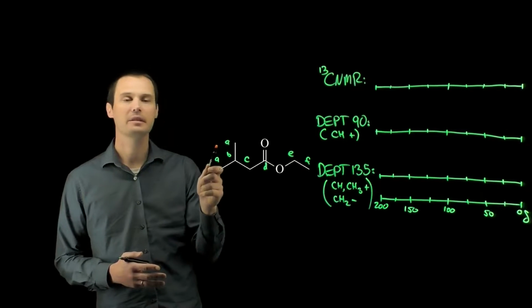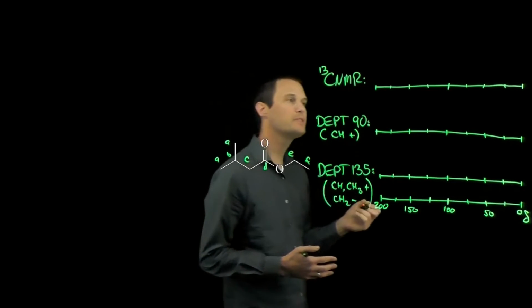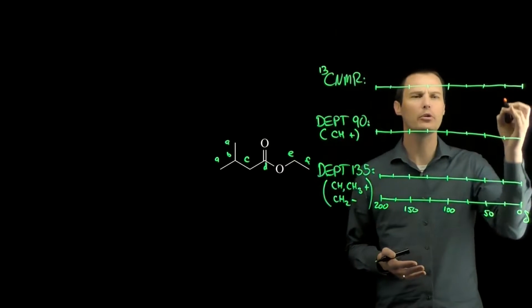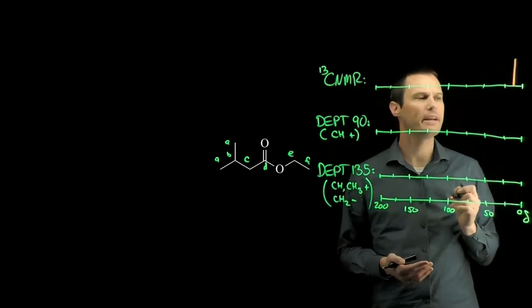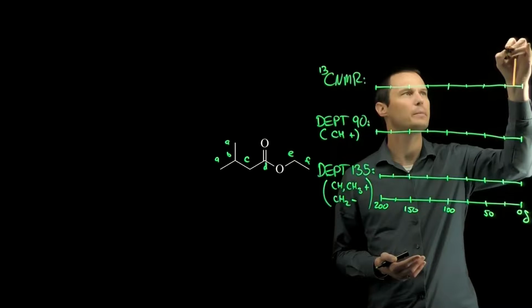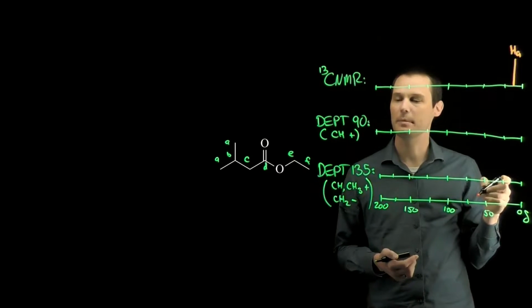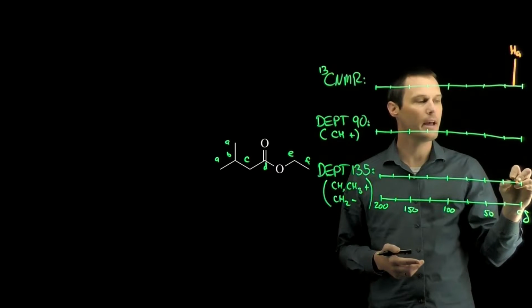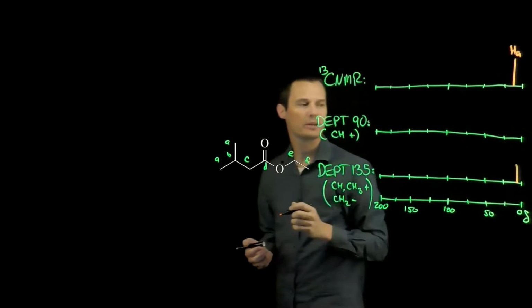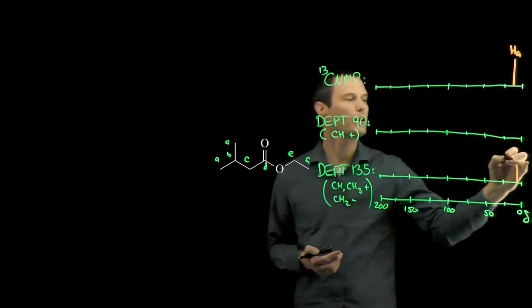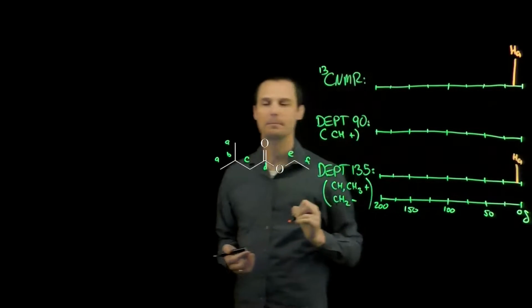Carbon A is a CH3 group. It represents both CH3 groups. They're both alkyl groups, so they'll both be on the right side of the spectrum for carbon A. They're CH3 groups, so they will not show up in DEPT 90. They will show up in DEPT 135 as a positive signal. So this is what we would expect for carbon A for the DEPT sequence.